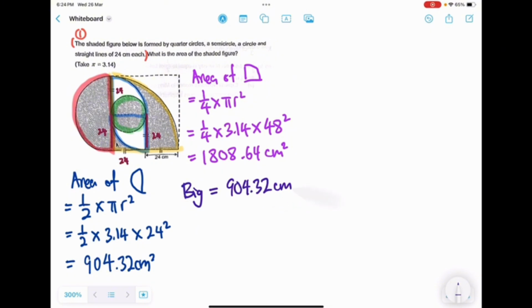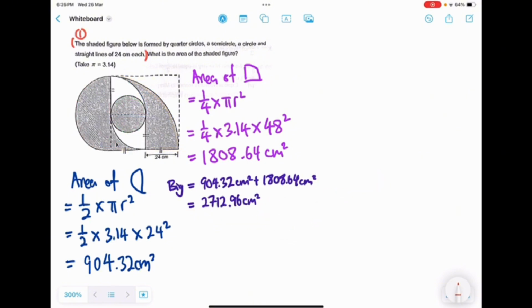From this, I know that my big would simply just be 904.32 cm square plus 1808.64 cm square, and this will give me 2712.96 cm square. Now that I've got my big, I want to identify what my small is, and that is just the unshaded part inside my big.